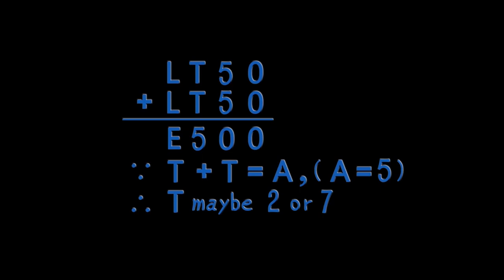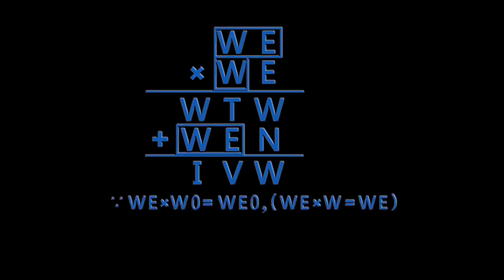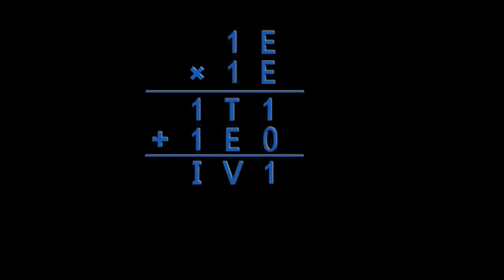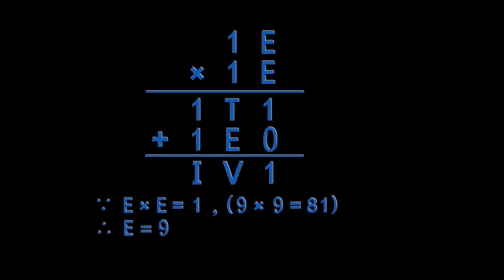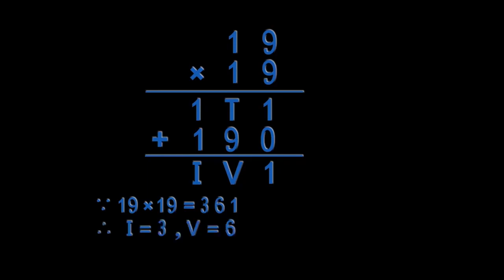Let's solve the multiplication problem. In this two-digit multiplication problem, the product of WE times W is WE. W must obviously be 1. The number in the units column for the multiplication of E and E is 1. There are two possibilities for the units column being 1. That is 1 times 1 and 9 times 9. Since W is 1, E must be 9. The product of 19 times 19 is 361. Then I is 3 and V is 6.